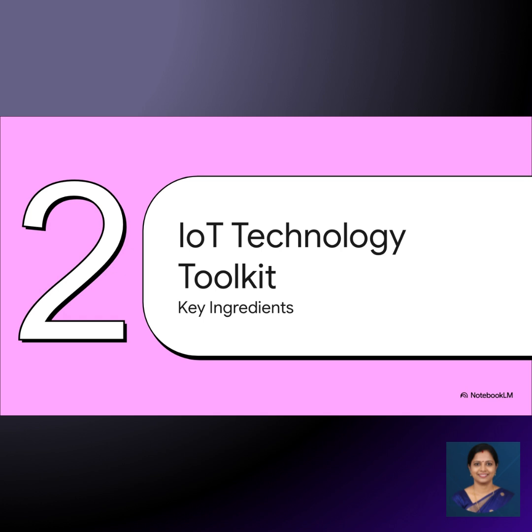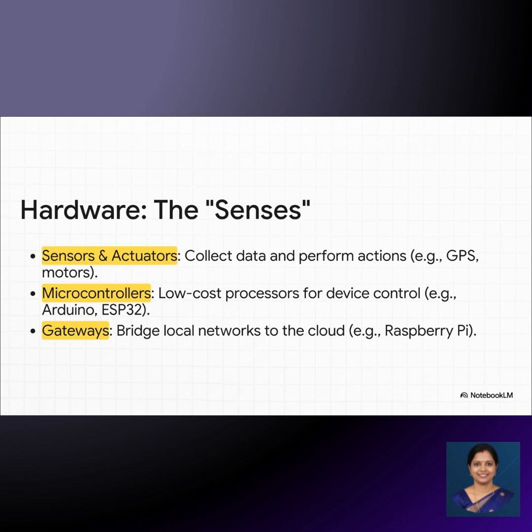So what are the actual bits and pieces of technology that make all of this happen? Let's pop open the hood and look at the IoT toolkit. Okay, first up, you've got the hardware. These are the physical things you can actually touch. You've got sensors that collect data and actuators that do stuff. Think of these as the senses and muscles of the whole system. Then you have these tiny little computers called microcontrollers, stuff like an Arduino, which act as the device's local brain. And often, you'll have a gateway, maybe something like a Raspberry Pi, that acts as the bridge connecting all our local devices to the big, wide internet.